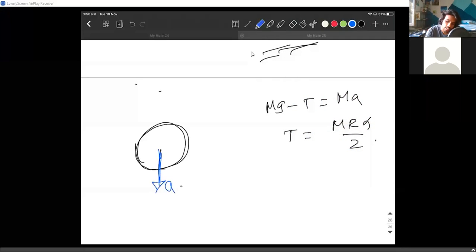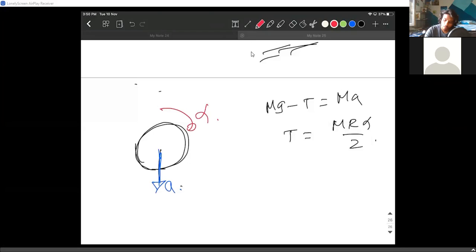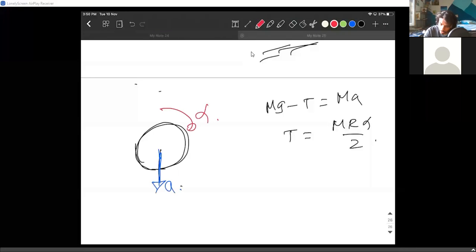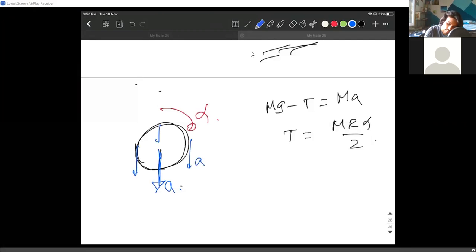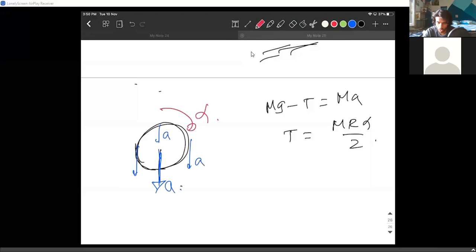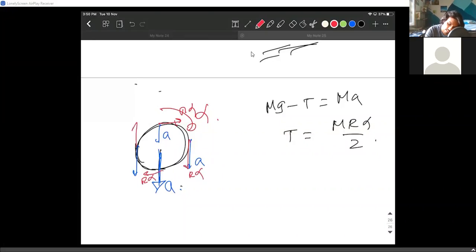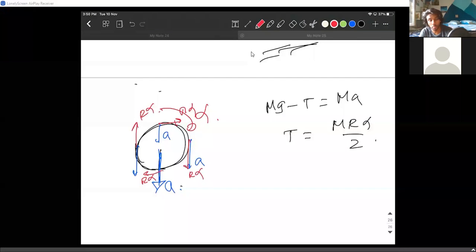It is going down with a, and also it is angularly accelerating. That is what we have, right? Now I'm going to write the acceleration of every particle. Now watch this. This has a, this has a, this has a, we all know that. So this has r alpha, like this, r alpha, like this. I hope everyone's getting this point, a and r alpha.